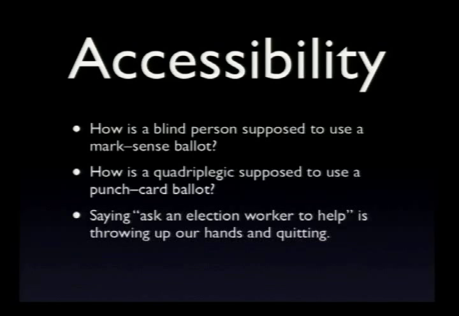Quadriplegics can't use punchcard ballots. Maybe if they hold the stylus in their mouth, but that's kind of difficult, one would imagine. And saying that, well, you should be able to ask an election worker for help. Great, so we're now going to ask election workers who are political appointees, we are going to invite them into the ballot booth with someone. This is not necessarily a good idea. It may be better than the alternative of having them completely disenfranchised, but we still should not settle for this.